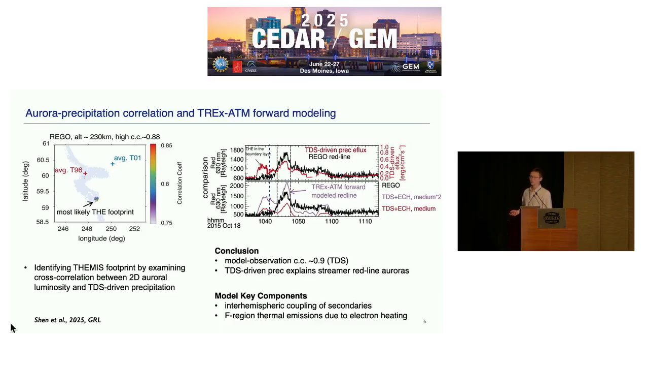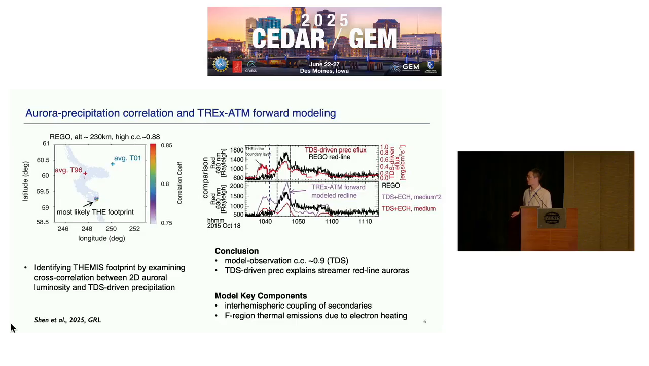While correlation doesn't mean causation, we use the auroral transport code, T-Rex ATM from Jun Liang from University of Calgary, and we can directly compare the forward simulated auroral intensity with observations. This is shown in the second panel here. The model is the magenta line, the black line is observation.